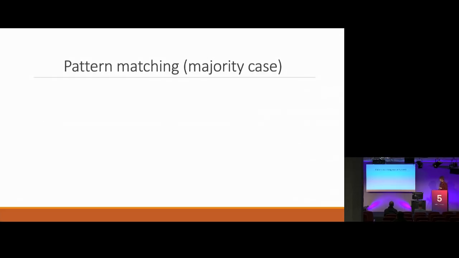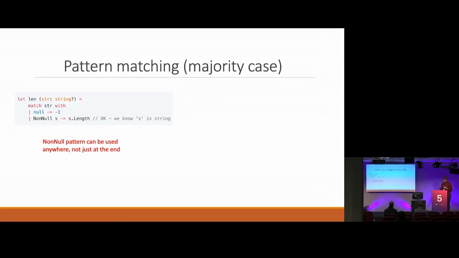So speaking of pattern matching, there's a slight change to the way that you'll do stuff here. There's this example right here, trying to take the length of a string. You have the null pattern, and in the case of it's null, we return -1. Then we have this non-null pattern that you saw before. You can actually use that anywhere, not just at the end. I just have it at the end because most F# programmers tend to do that. It's a bit more of an extensible option, which is why I show it first.